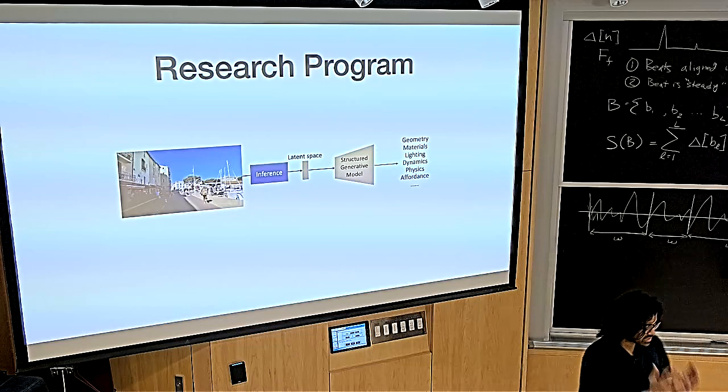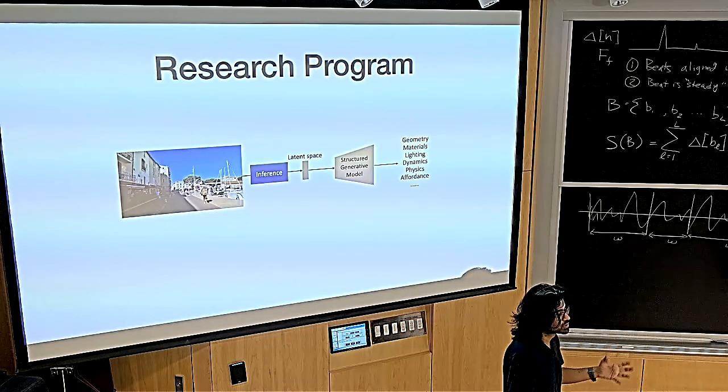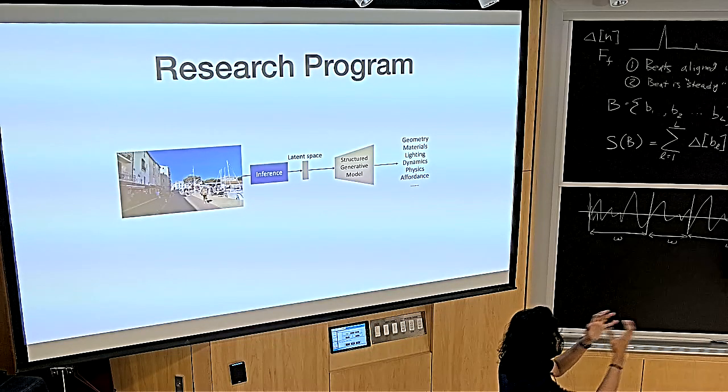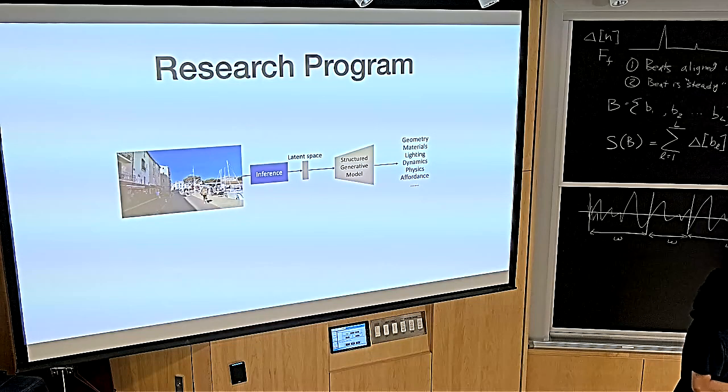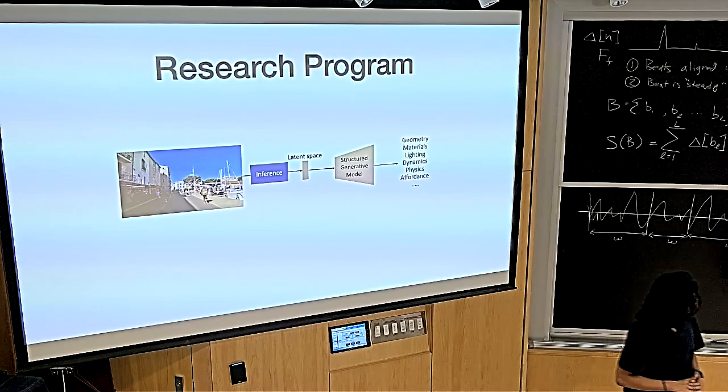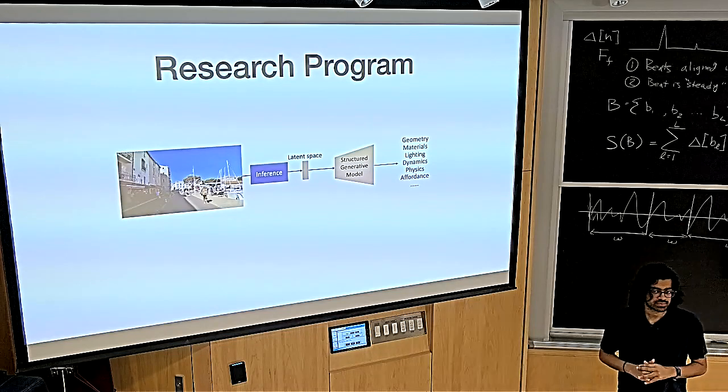Once you have a latent space defined that gives you a distribution over plausible structures of the world, you can now search in that latent space and try to match which of these scene descriptions match this image. Does that make sense?